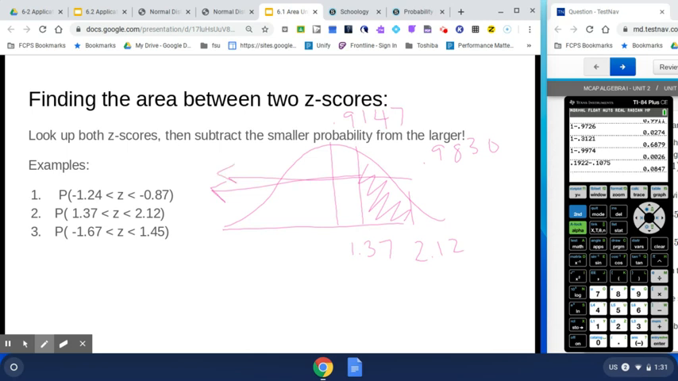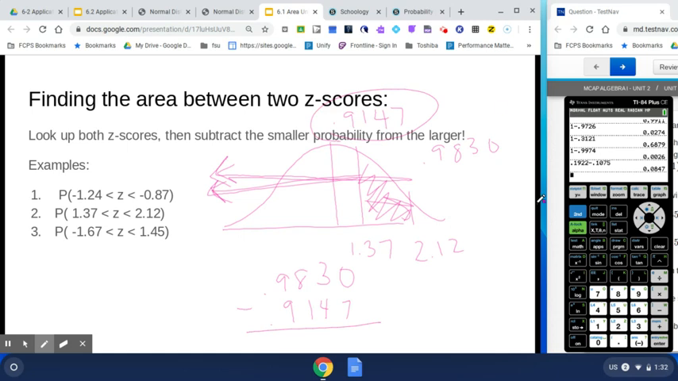So similarly to the last scenario, that 0.9830 includes everything to the left, but I do not want from 1.37 to the left, so I'm going to subtract off that probability. So the larger probability, 0.9830, minus the smaller probability, 0.9147, and that's going to leave me that area in between those two z-values.